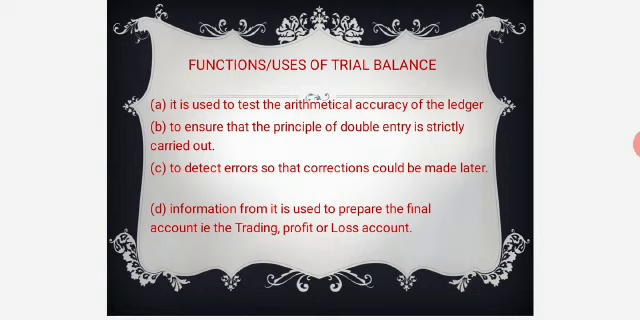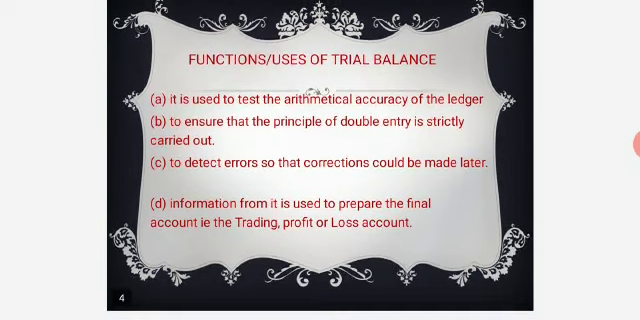And so, if carelessness occurs and an item that should be credited in the cash book is also credited in the ledger, it means an error has occurred. And so it is important to discover this error through the preparation of the trial balance, so that it will be corrected before the final accounts are prepared. That brings us to the functions and uses of the trial balance.